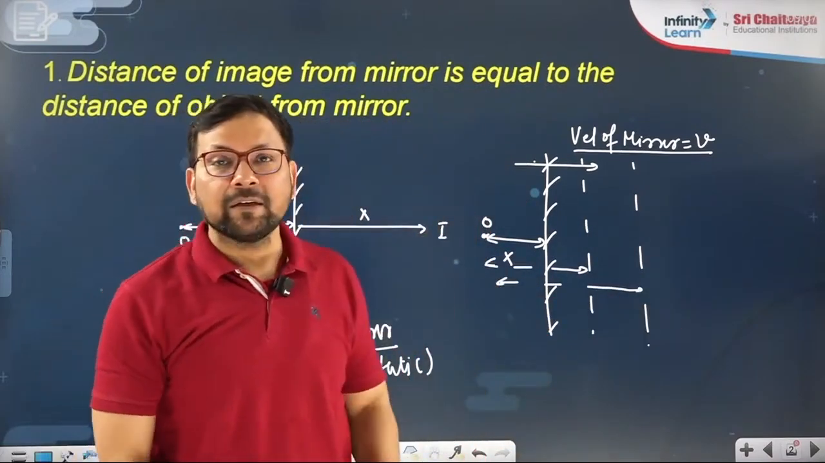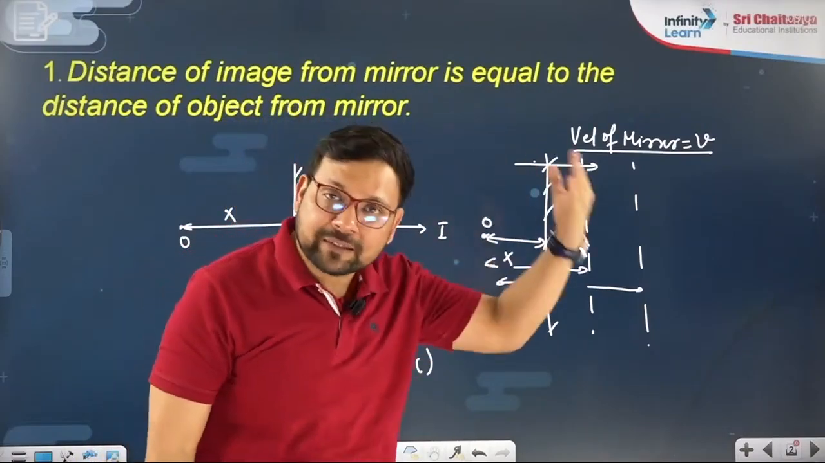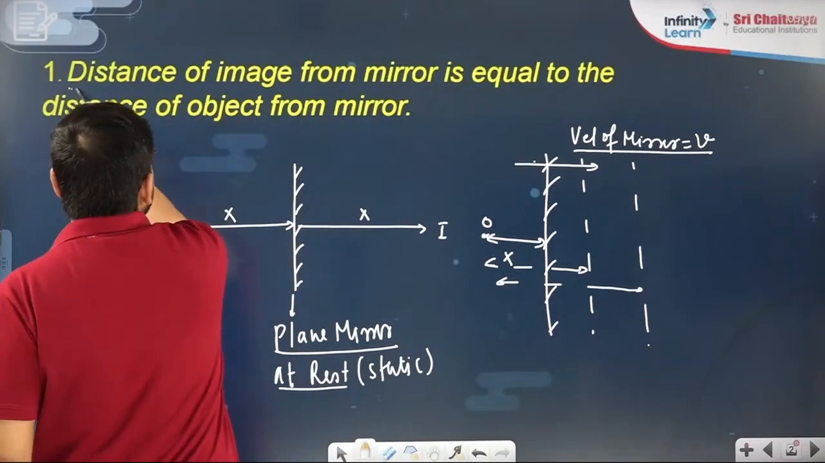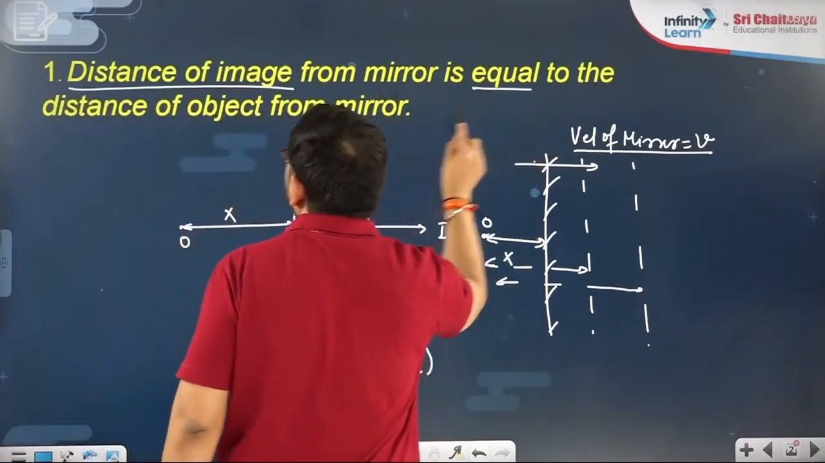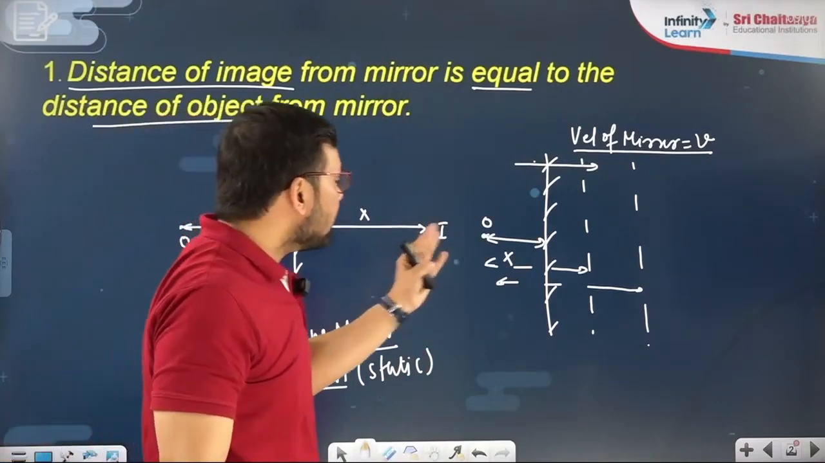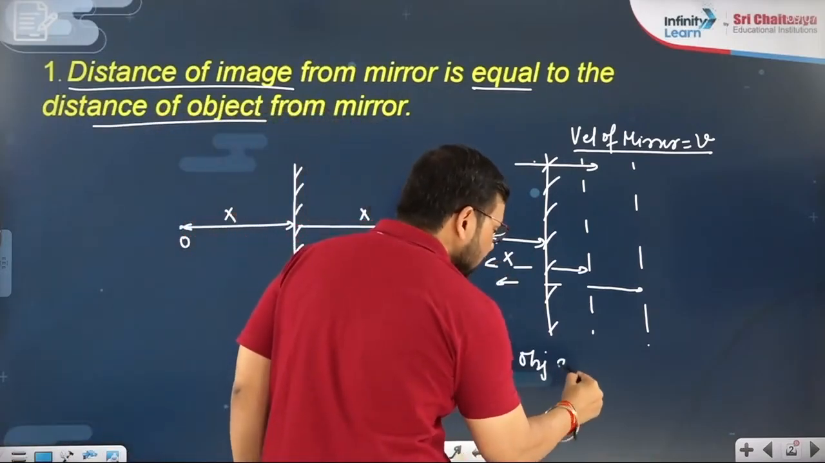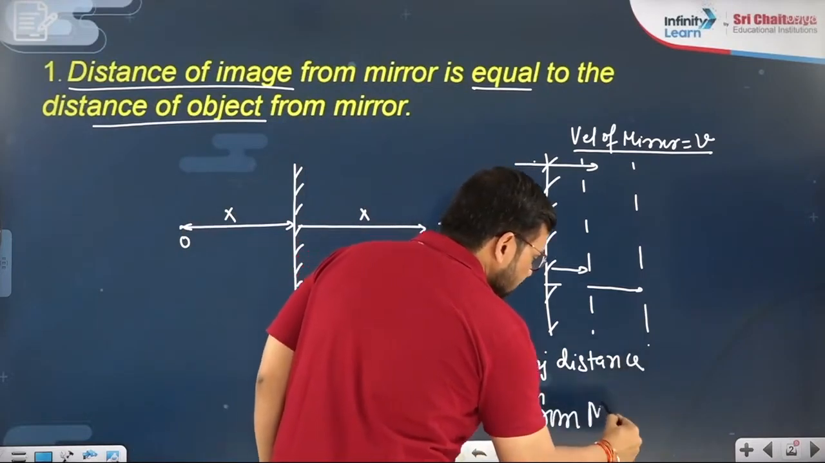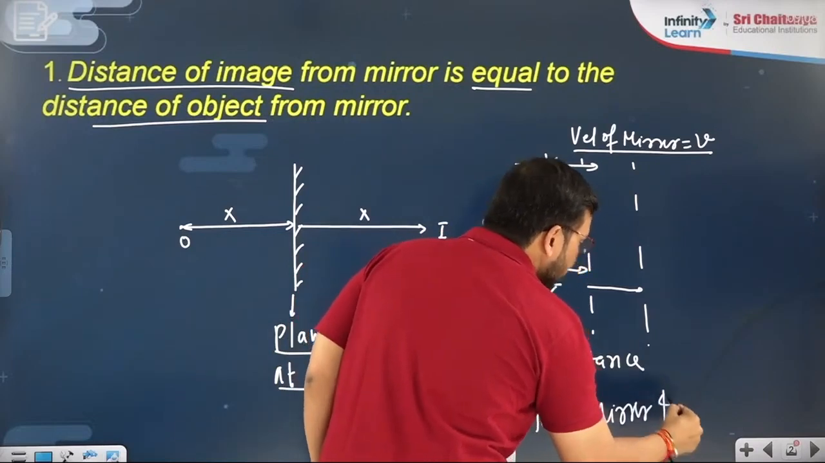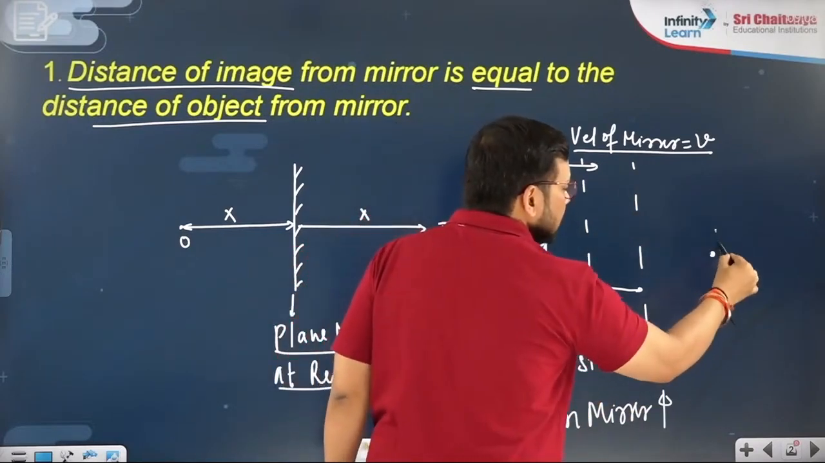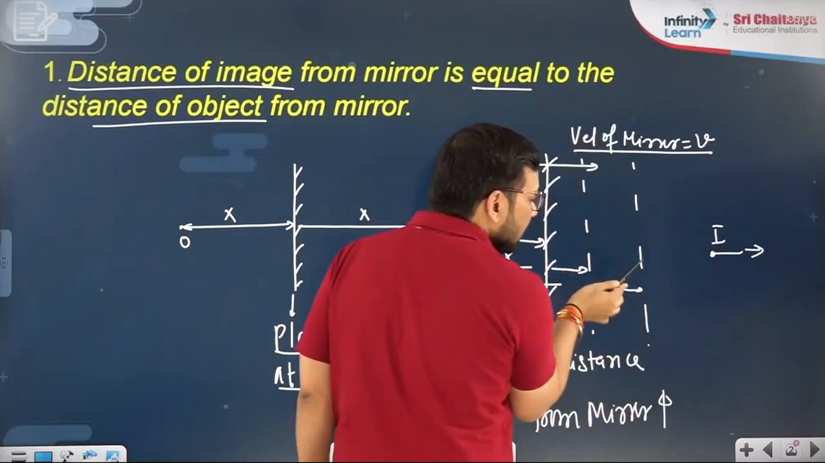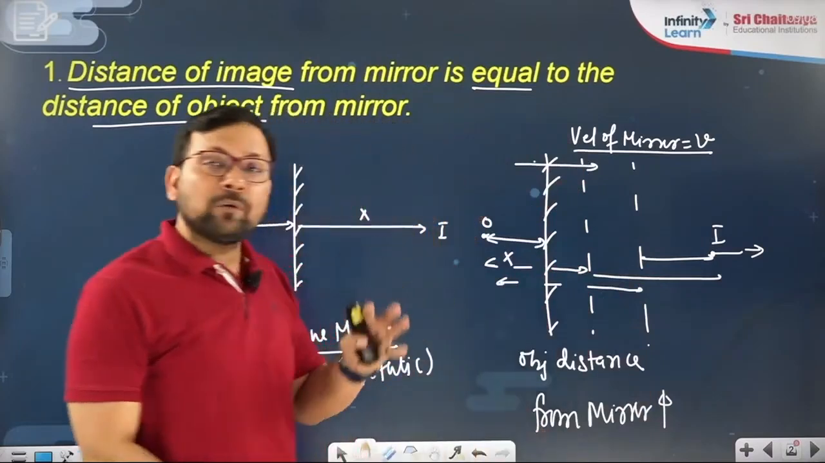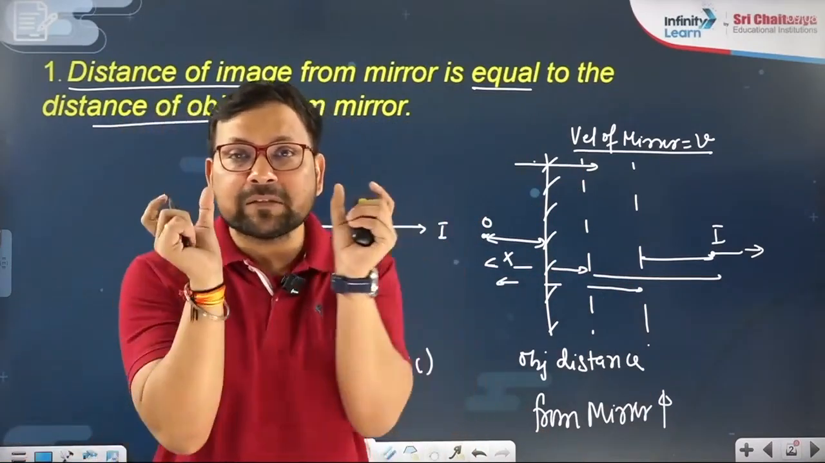If the object distance is increasing, then the image distance will also increase, because the distance of the image from the mirror is equal to the distance of the object. So if the mirror is moving and the object distance from the mirror increases, why is it increasing? Because the mirror is going away. The image was here, and the image will also move away from the mirror, so the image distance from the mirror will also increase. So object and image distances will always have the same magnitude.